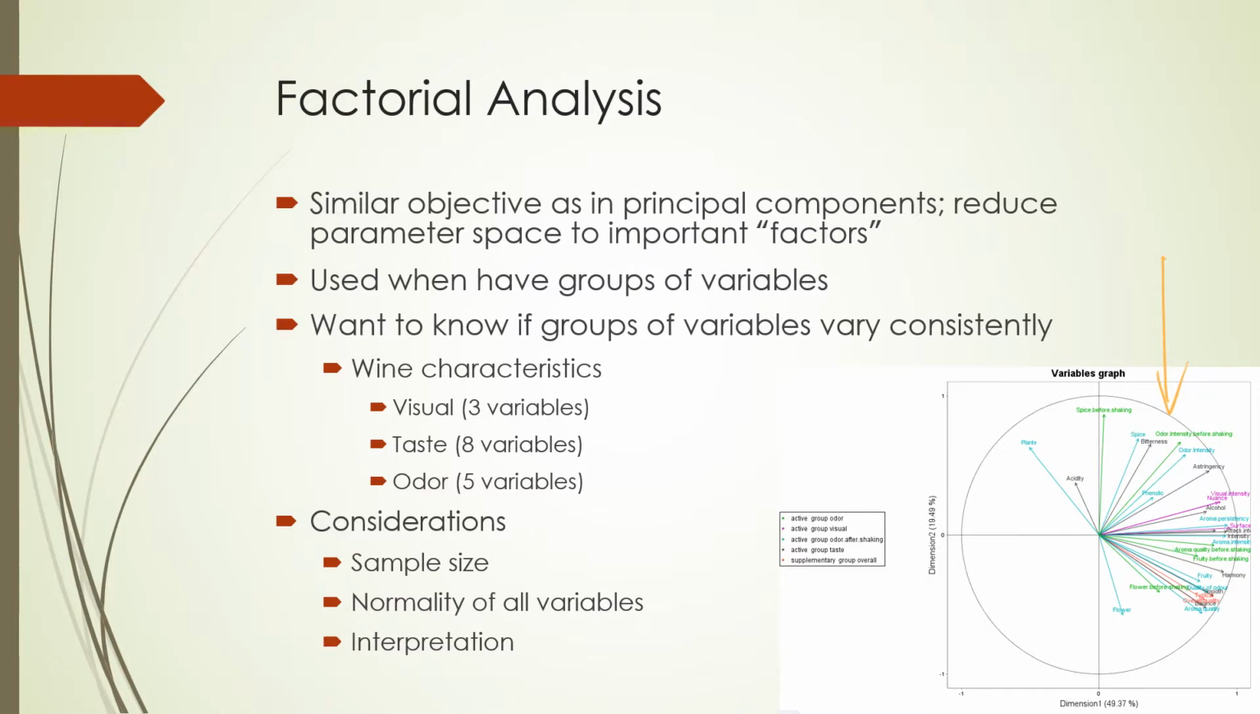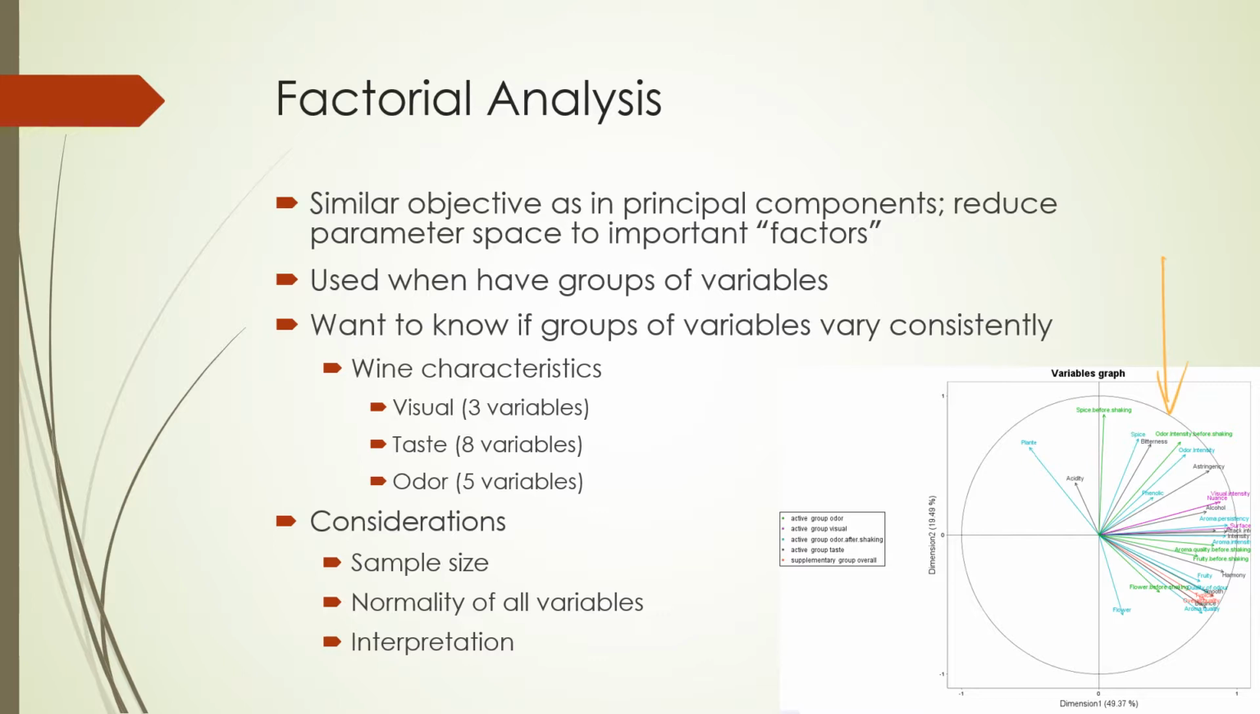Factorial analysis is another commonly used multivariate analysis. It has a similar objective to PCA, to reduce the number of parameters to the important factors in this case. And it's used when you have groups of variables, in other words, variables that all measure similar kinds of response variables, and you want to know if the response variables in those groups vary consistently.